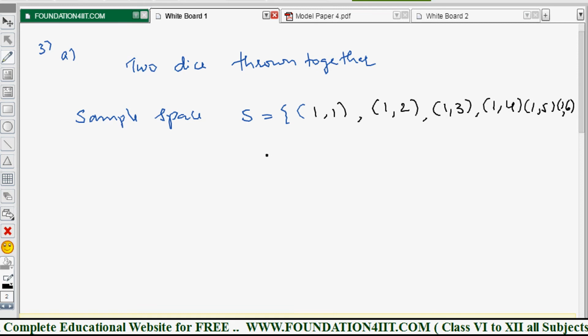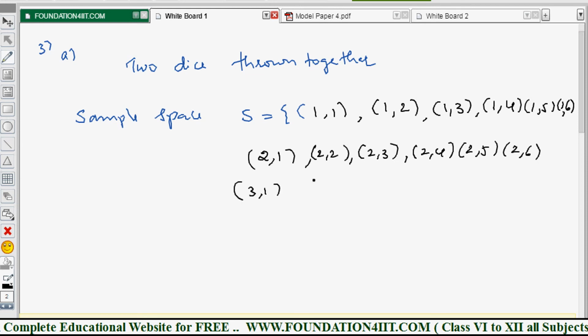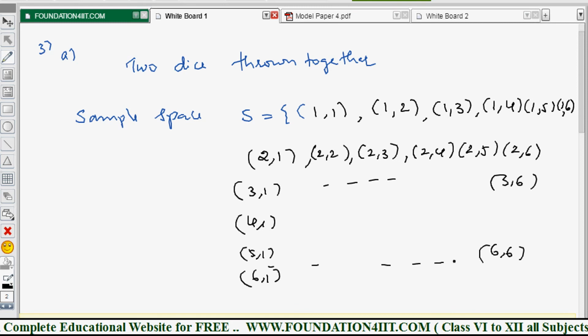Or else the first one is 2 and the second is again 1. Then 2 comma 2, 2 comma 3, 2 comma 4, 2 comma 5, 2 comma 6. Similarly, the first die is 3 with 1, and so on up to 3 comma 6. Similarly 4 comma 1, 4 comma 2, everything you should write. Completely, the last one is 6 comma 6. This also includes 5 comma 1 and 6 comma 1, and so on, till 6 comma 6. So this completely is the sample space.